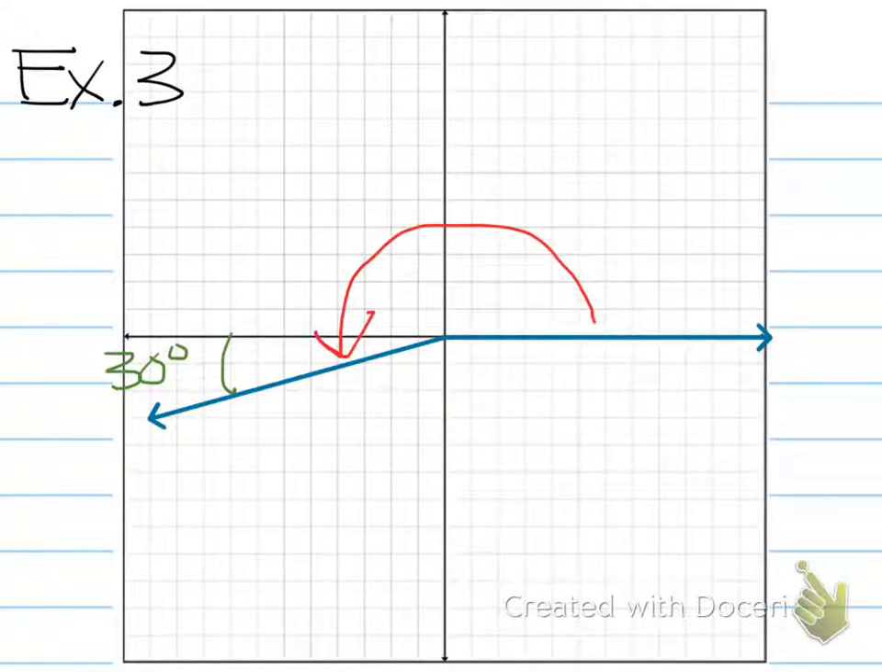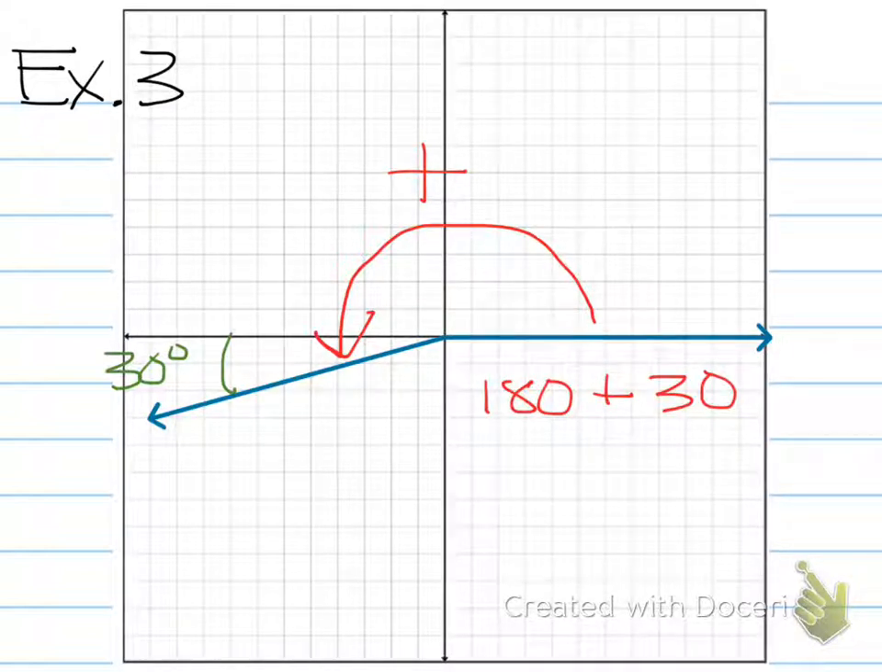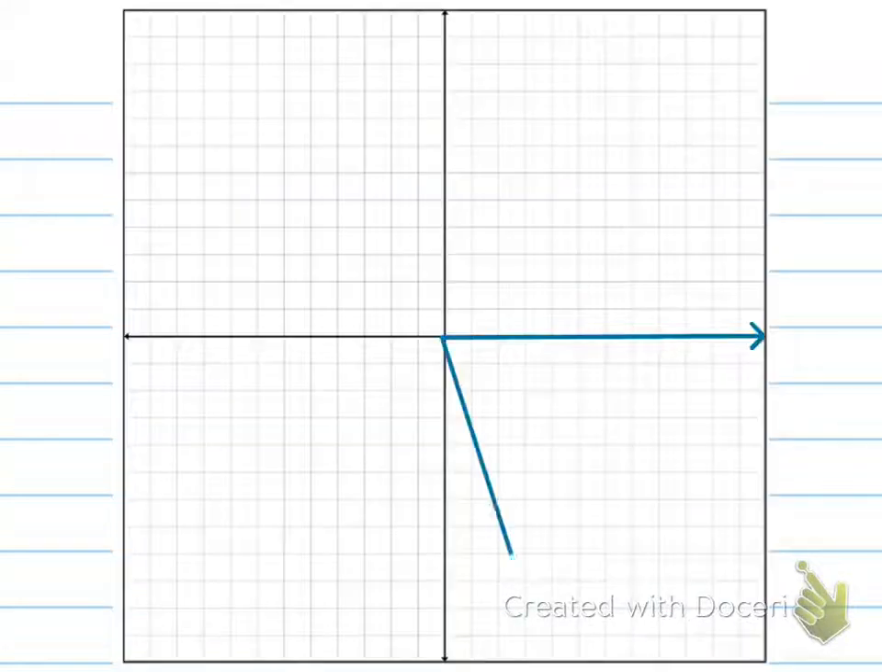Here, the rotation is counterclockwise, so the angle measure is going to be positive. The terminal side for the blue angle is 30 degrees past the negative x-axis. So we're just going to add 30 to the angle formed by the positive x-axis and the negative x-axis, which is 180. 180 plus 30 is 210.